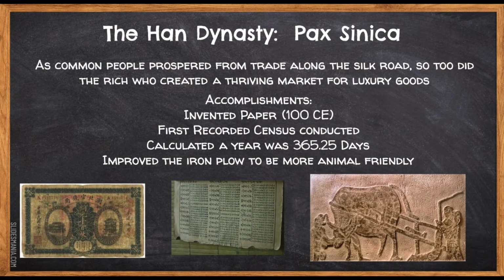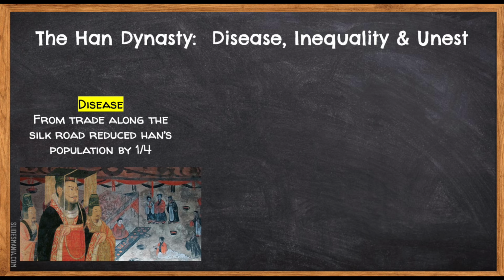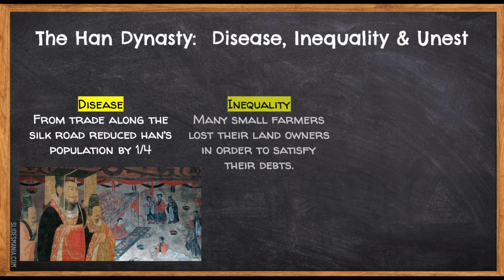The Pax Sinica did not last. One problem for the late Han Dynasty was the spread of diseases, which came to China along the Silk Road with movements of traders and other migrants. Smallpox, measles, and bubonic plague were among the most destructive of these epidemics. Another problem was the economy.